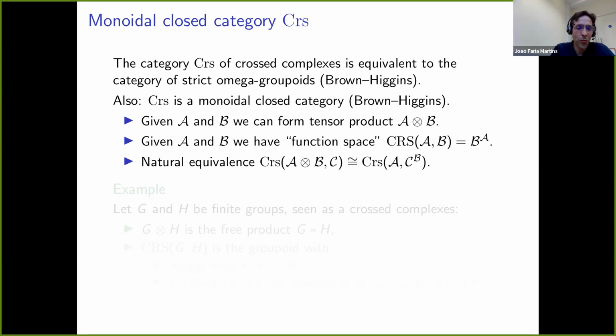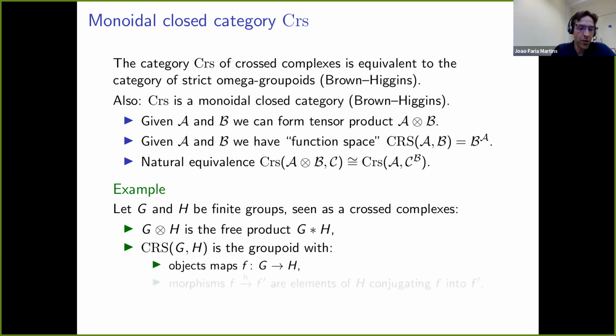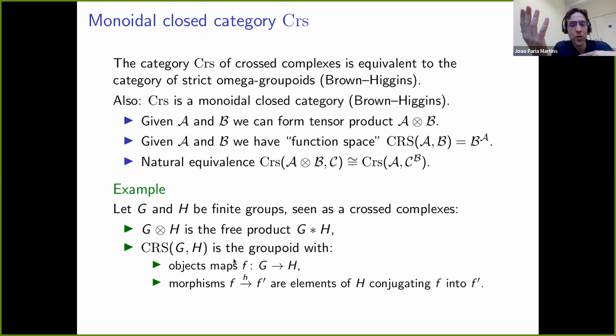And for me, let me just say what type of monsters you get. So if G and H are finite groups seen as crossed complexes, their tensor product seen as a crossed complex is simply the free product, G star H, and the space of crossed complex maps from G to H is a groupoid whose objects are the group maps from G to H, and whose morphisms are, well, ways to conjugate one homomorphism into another homomorphism.